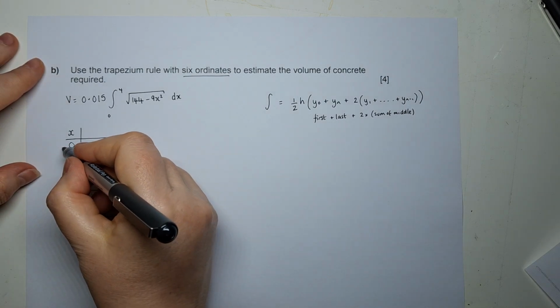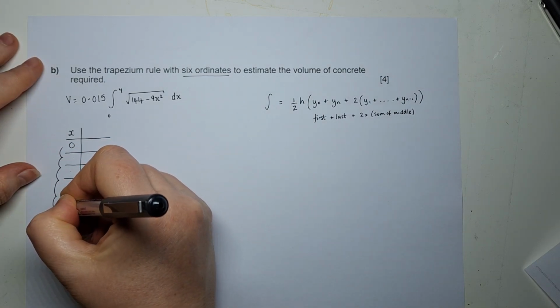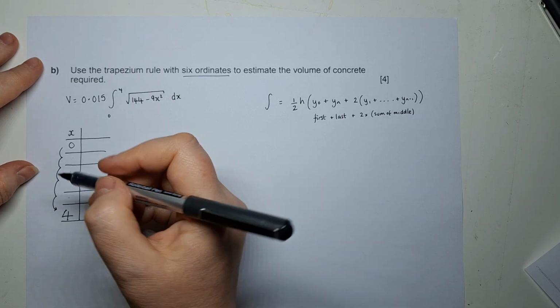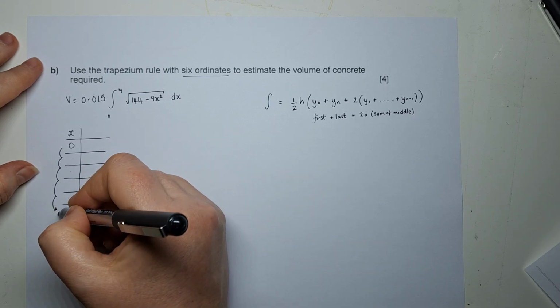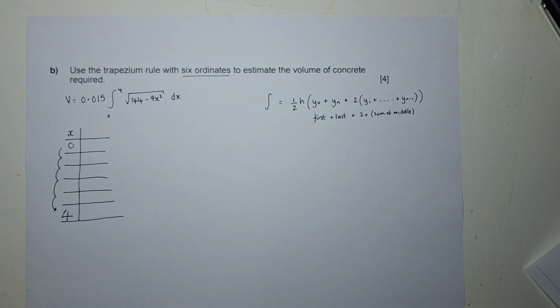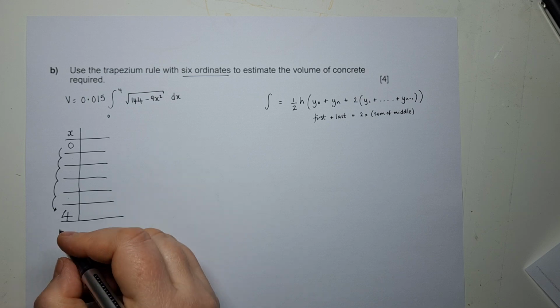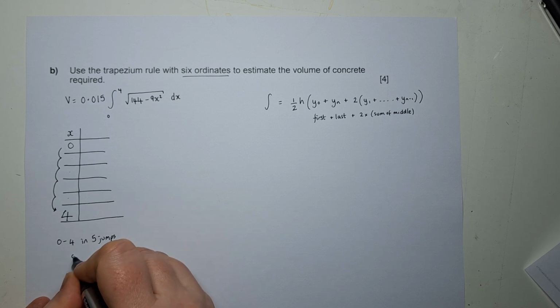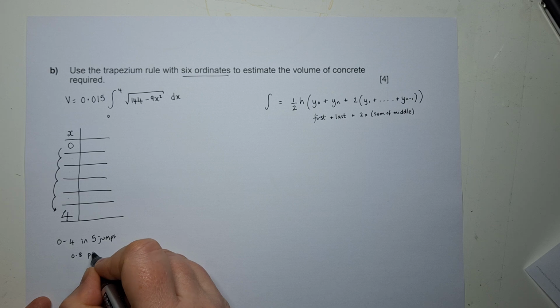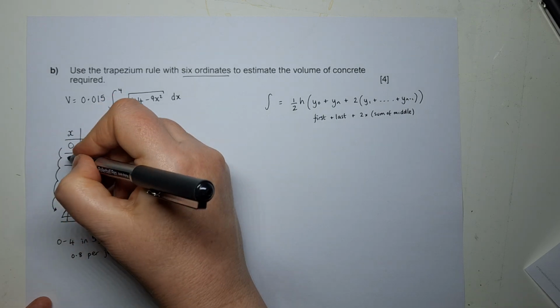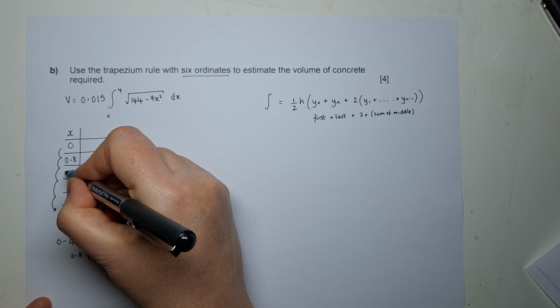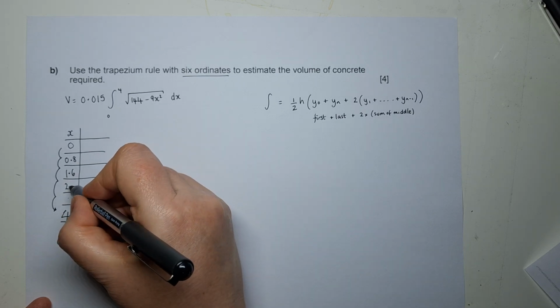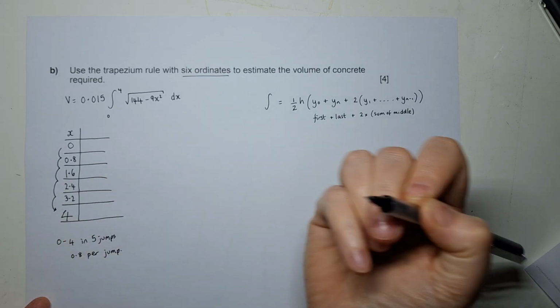First of all, I've got to share my x values out in equal jumps. Okay, so I've got 1, 2, 3, 4, 5 jumps. And I want to get from 0 to 4 in 5 jumps. So I'm going to be jumping up in jumps of 0.8. You'll know it's right because the numbers will work. So if you add on 0.8, jump, jump, jump. Yeah, and that's how it worked.